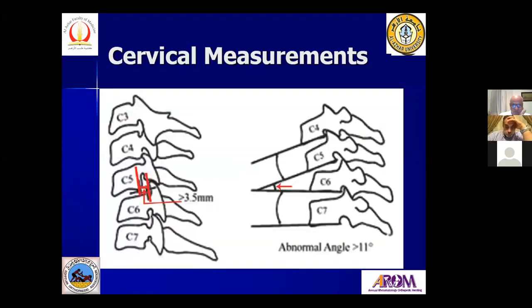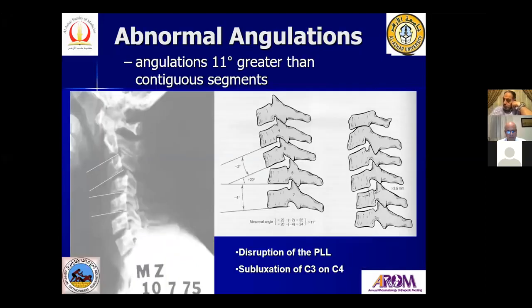This is a cervical measurement. If there is a displacement of more than 3 millimeters, this means that there is subluxation of the vertebra. And if the angle between these two lines is abnormal, more than 11 degrees, this means there is an abnormal facet or subluxation, representing instability of the cervical spine. This is the abnormal angulation more than 11 degrees than the contiguous segment. This means disruption of the posterior longitudinal ligament or subluxation of C3 or C4. This is representing the X-ray.